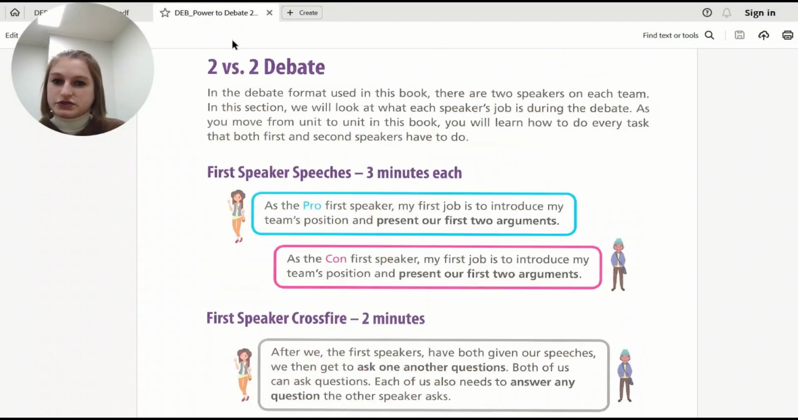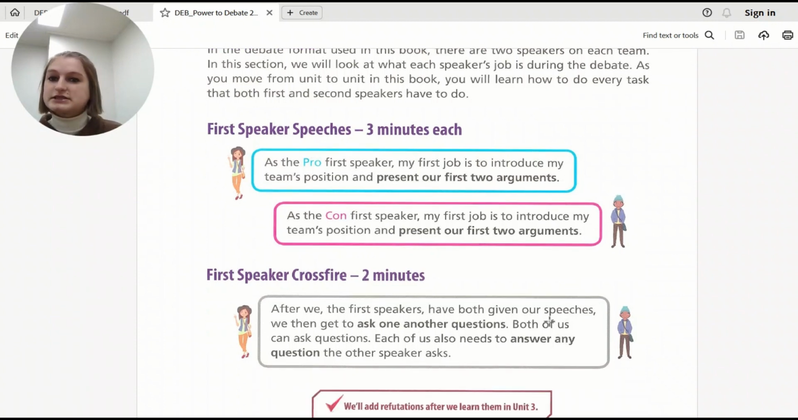Now for our Honors 2 class. Honors 2, you will be debating 2 versus 2. So in Honors 1, it's 1 versus 1, but now it's 2 versus 2. So now you're working in a team. So what will happen first is the first two speakers will go.